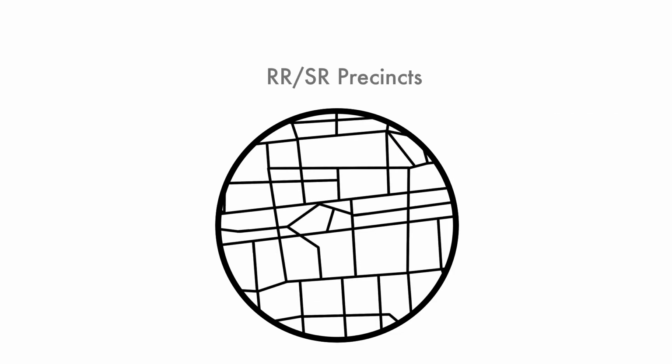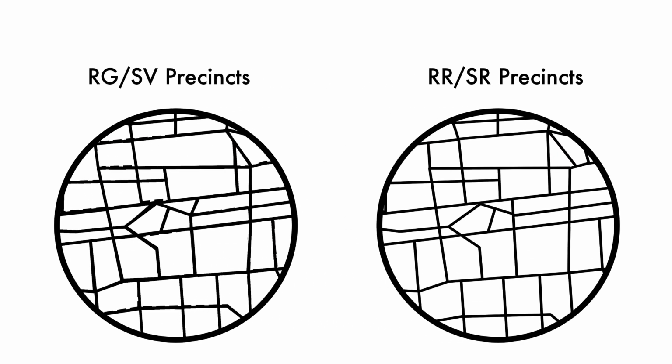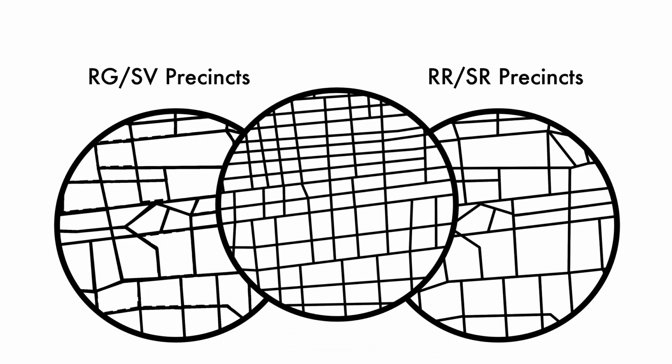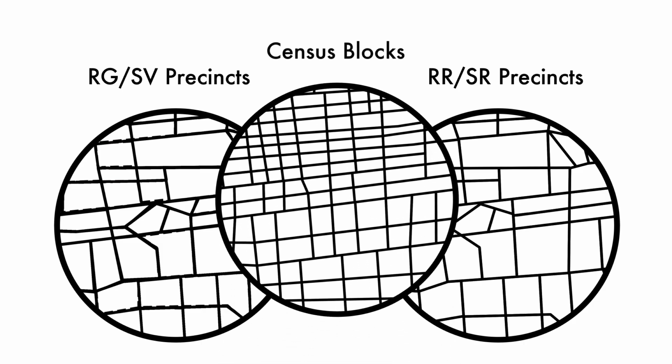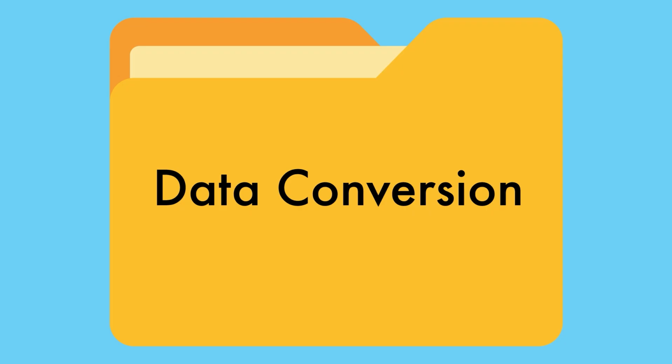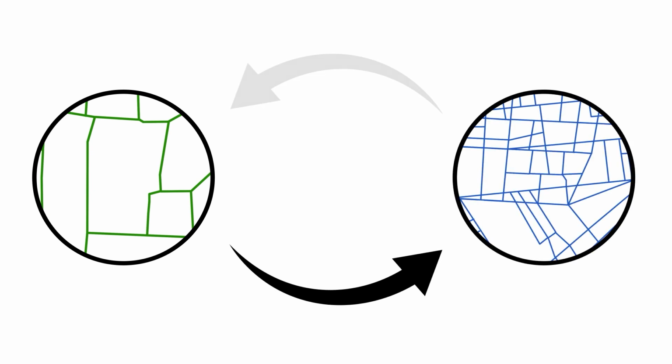Finally, we also publish files with election and registration data allocated to census blocks. This is the same geography that the Census Bureau uses to publish redistricting data, and which is used in redistricting processes. If you have a file that you need to convert from one base geography to another, you can use the last file type on our election data page to do this, a conversion file.